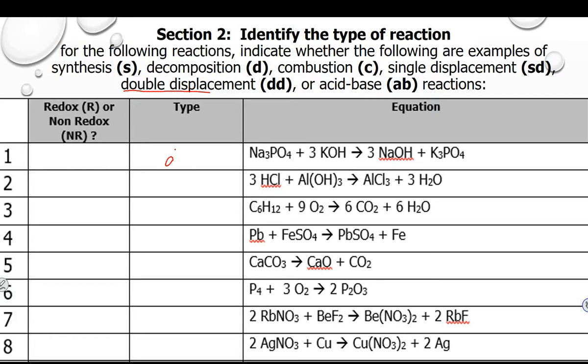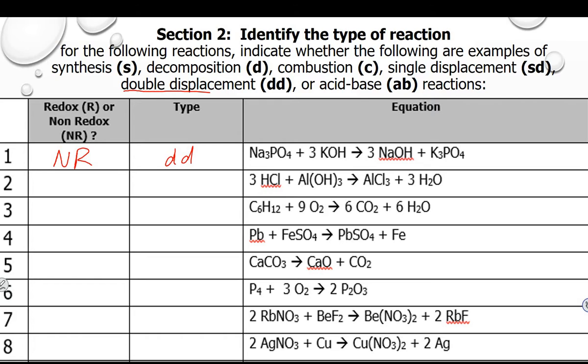Double displacement. DD. So, is that a redox or a non-redox? Non-redox, because I don't have any elements by themselves. They didn't change charges. So wait, it's redox if it's like a compound? It's redox if I have an element by itself and it goes into a compound, or a compound and it goes into an element. And then non-redox when the charges don't change side to side. Okay, so what's the next one, guys?